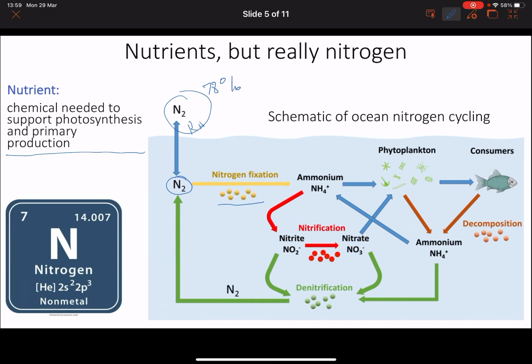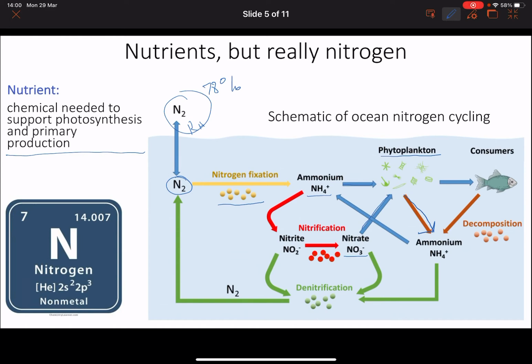So most of the ocean's food webs rely on ammonium and nitrate for growth, and you can see here. Phytoplankton take up ammonium, they take up nitrate, and then they grow, and then they die and get decomposed, and they release the ammonium back.